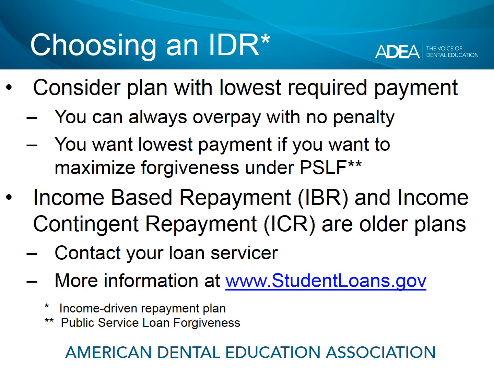ICR. You can get information on IBR and ICR from your loan servicer or at studentloans.gov, but what we think you will find is when you run the repayment numbers under the various calculators for these plans, the monthly payment under IBR and ICR are going to be higher, at least initially, than you will find with Pay-As-You-Earn and Revised Pay-As-You-Earn.